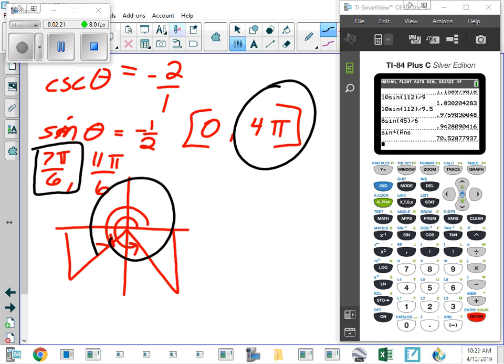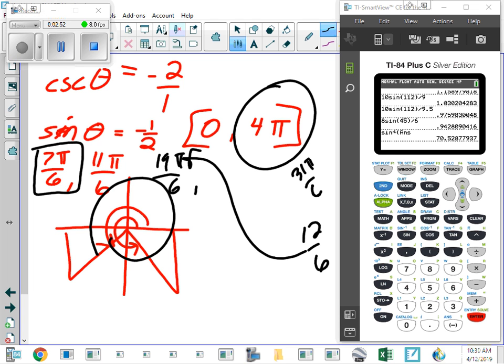What is 7 pi over 6 plus a full rotation? So you would add 12/6, 19 pi over 6. Okay. What if I did another rotation? If I added 12/6 to that, I would get 31 pi over 6. Why does 31 pi over 6 not work? It's bigger than 4. Okay, so that didn't work.